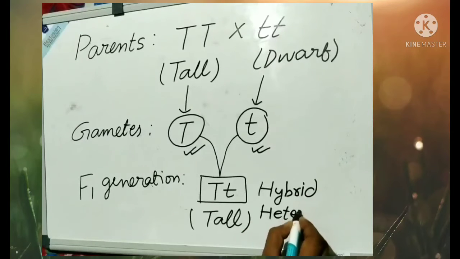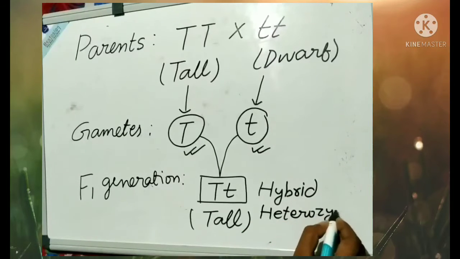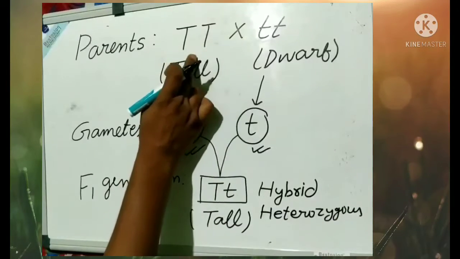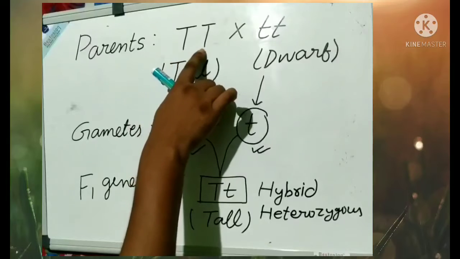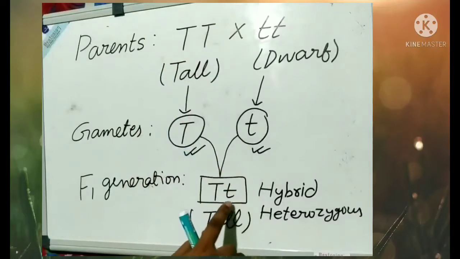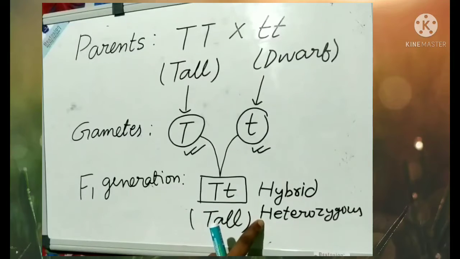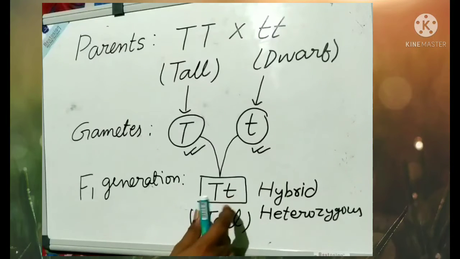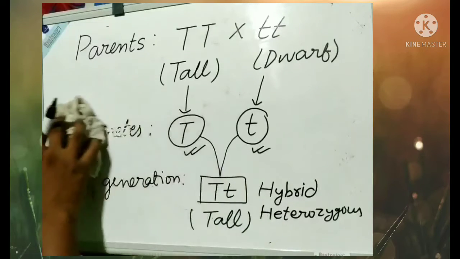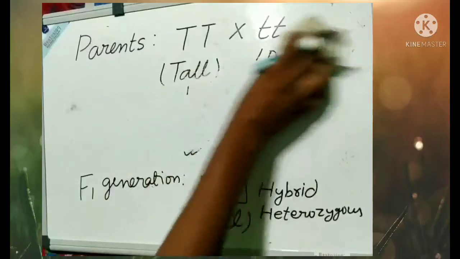Heterozygous. But here it is a pure tall pea plant. It is homozygous. This is homozygous and this is heterozygous. Now the pea plants of the F1 generation will be crossed together. Then we will see what the results will be.